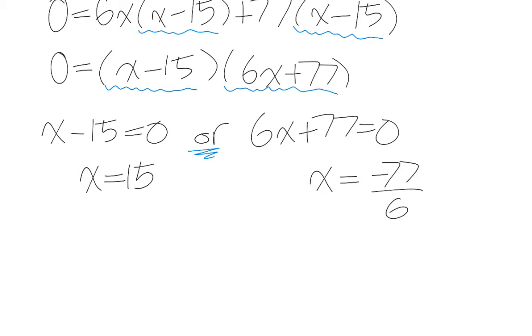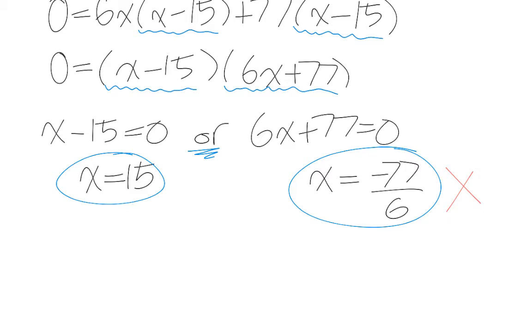Now at this point, you need to take a step back and see which value makes sense in real life. So x could either be equal to 15 or it could be equal to negative 77 over 6. Well, since we're talking about dimensions of a rectangle, the dimensions of a rectangle can't be negative in real life. It just doesn't make any sense. So we're going to disregard this value of x, and x equals 15 makes more sense in the context of our question.